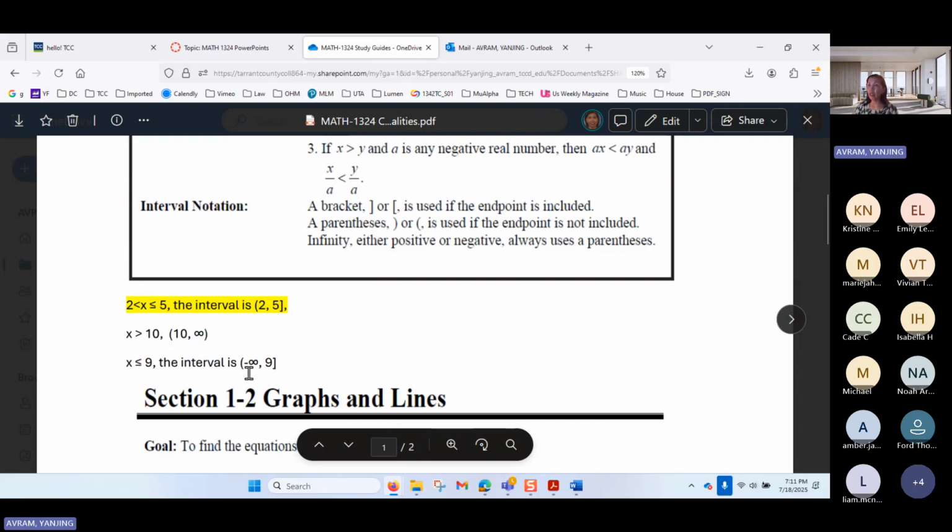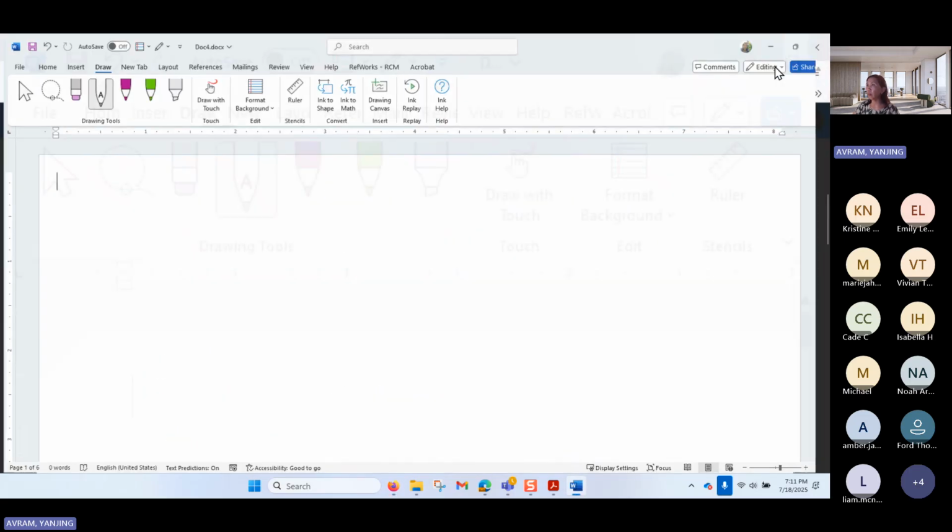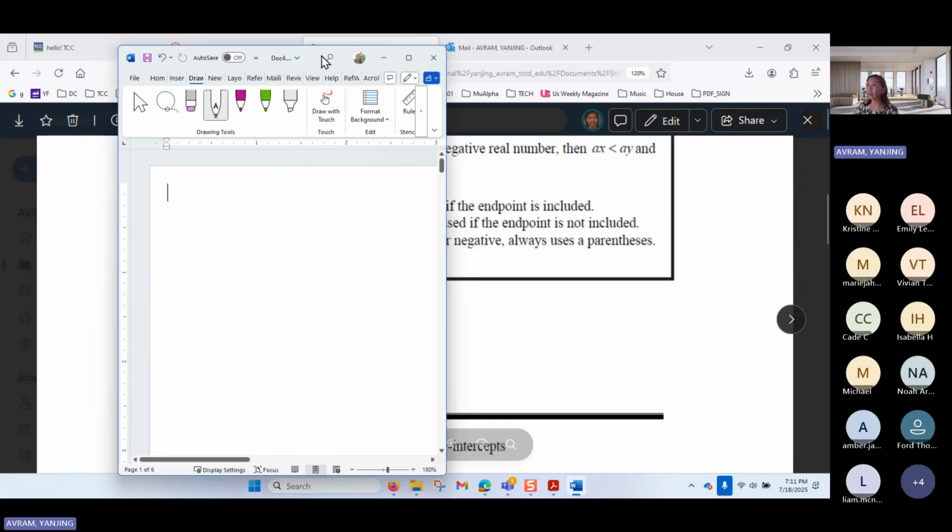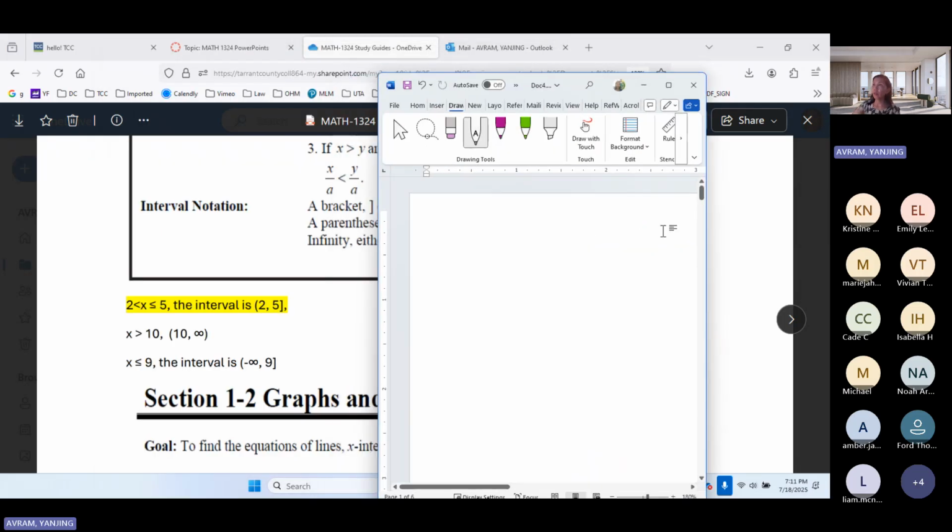So either positive or negative infinity. Positive infinity is always the largest one, so it's on the right-hand side. If you have negative infinity, it's always the smallest one, so it's always on the left-hand side, okay? So do not mismatch these two. If you have x less than or equal to 9, 9 is the maximum number, okay? You can also drop the number 9 if you want to indicate this relationship, okay?